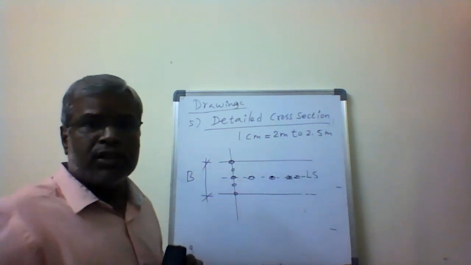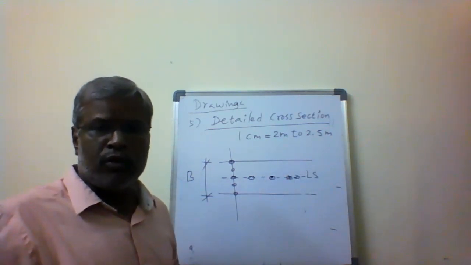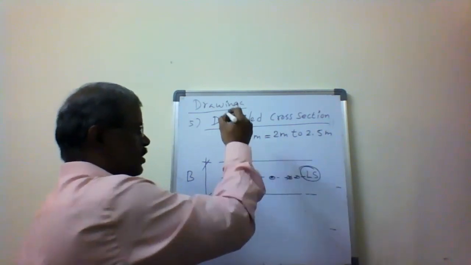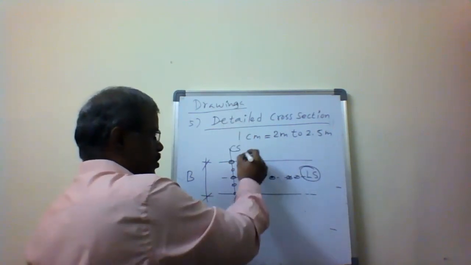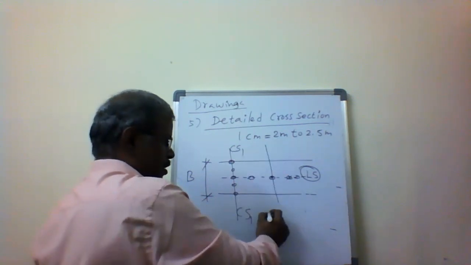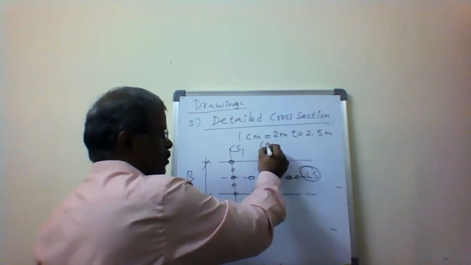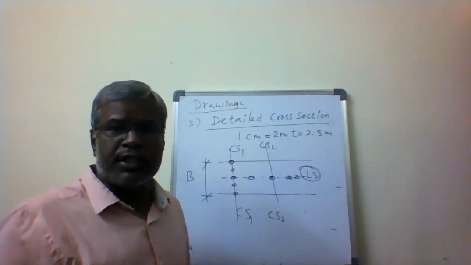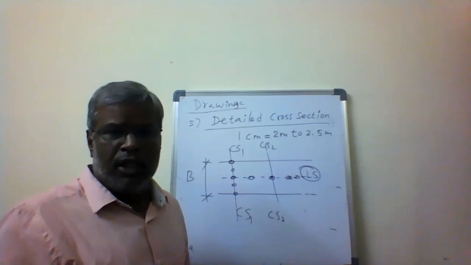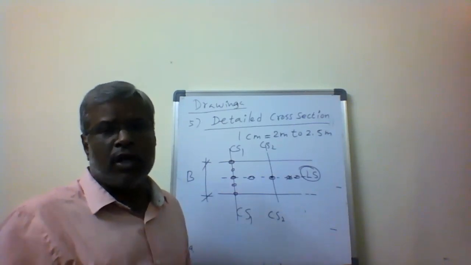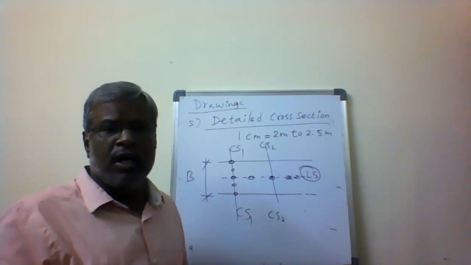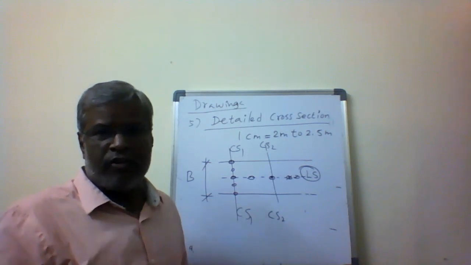Along the lengthwise direction, the profile of the ground is given by the longitudinal section. So this is a cross section: cross section 1, cross section 2. Like that, we take a number of cross sections, depending upon the ground profile. If the ground profile has many undulations, we have to take cross sections at very short intervals. If it is somewhat flat, the level is not going to change.